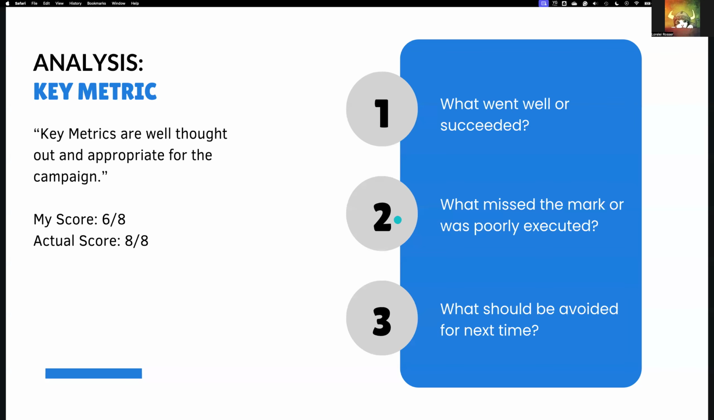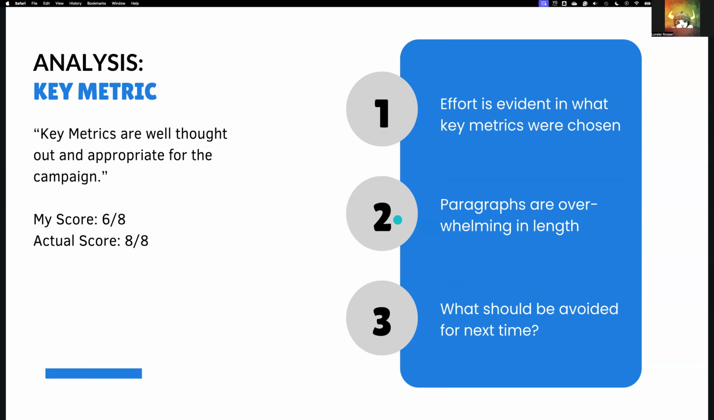So, overall key metrics. I got an 8 out of 8. I would give myself a 6 out of 8. I feel like the effort is really evident. That's a lot of what the feedback I got from my judges were, that the key metrics tie in well together. However, this is my opinion, I felt like the paragraphs, especially for the key metric area, are so overwhelming in length. Even if I just reformatted some graphics, if I stretched them out, if I made them rows instead of cubes, it probably would have been easier to read.